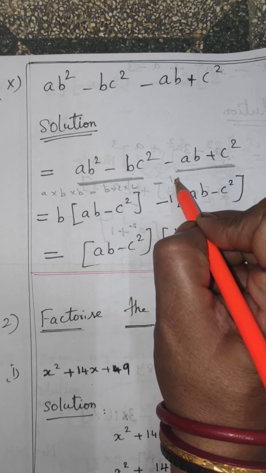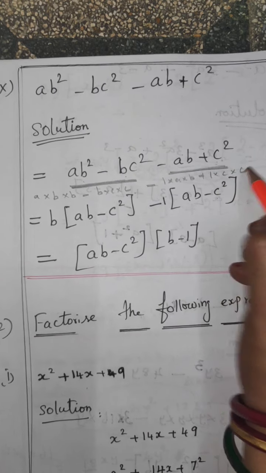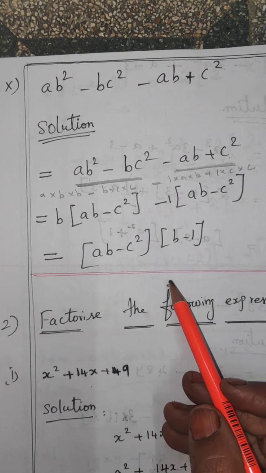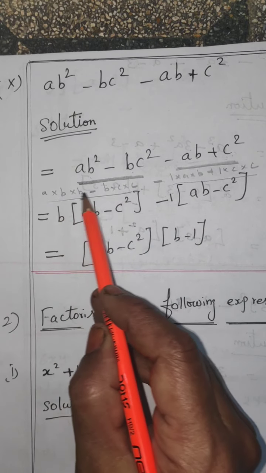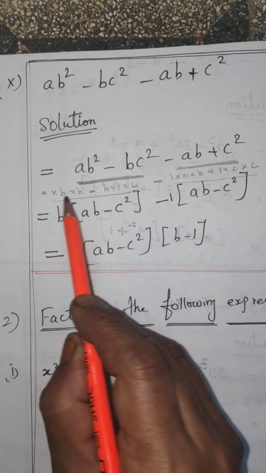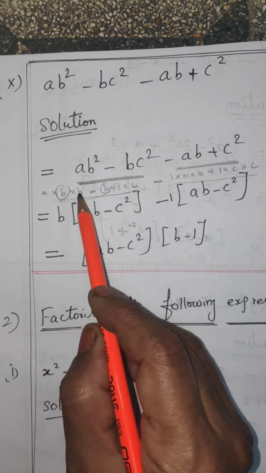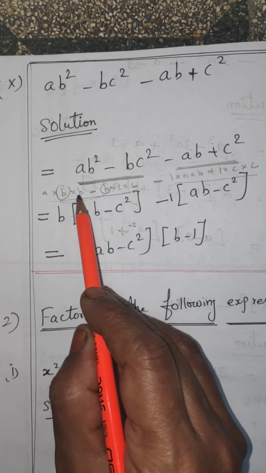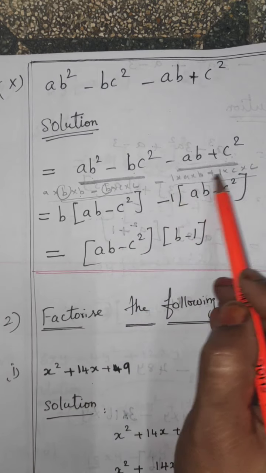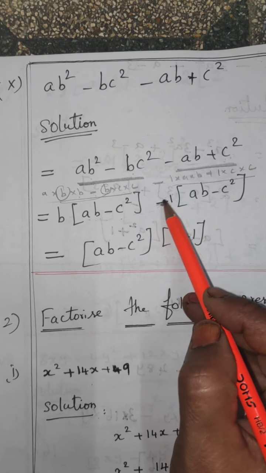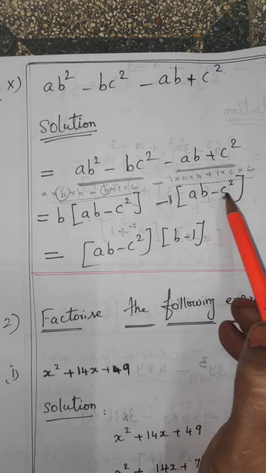So how do we write? 1 into a into b plus 1 into c, you write first. After that, which number is common? This is the first term, this is the second term. ab is the common. From 2 terms, b is common. You write first b. After that, which one is not repeated there? Start the bracket: a into b, ab, minus c into c equal to c squared. Here 1 is common, minus symbol, write minus 1, start the bracket ab. This plus symbol changes into the minus c squared.